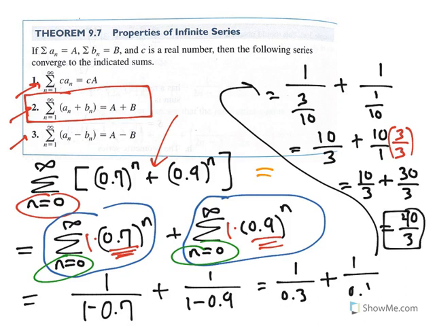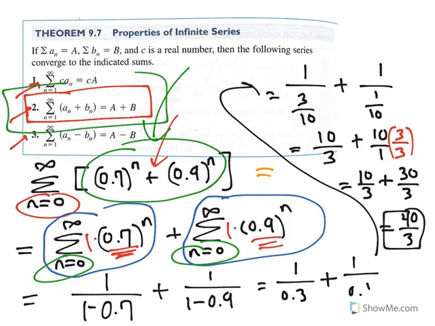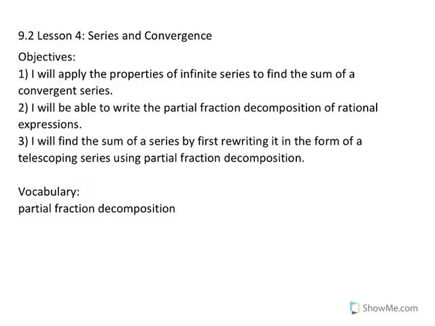So this is how we use properties of infinite series to do the problem that we just looked at. Because when you look at the original problem, obviously the nth term here is not of the form a times r to the n. So we cannot directly use what we learned about geometric series. However, we can apply theorem 9.7, rewrite the given series as a sum of two geometric series, and then use what we learned yesterday. So that was objective 1.